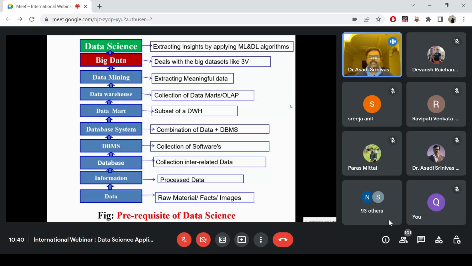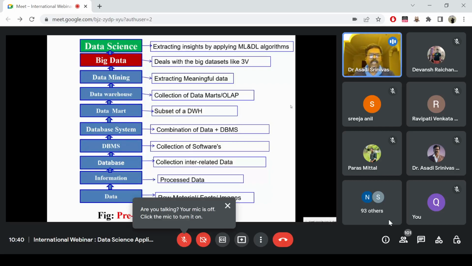There are two types of databases: relational databases and non-relational databases. DBMS is a database management system. In order to create a database, we use traditional databases like SQL, MySQL, Teradata, DB2, MS Access, and non-relational databases like MongoDB, Hive, HBase, Sqoop, Zookeeper, etc. The combination of data plus DBMS is called a database system.